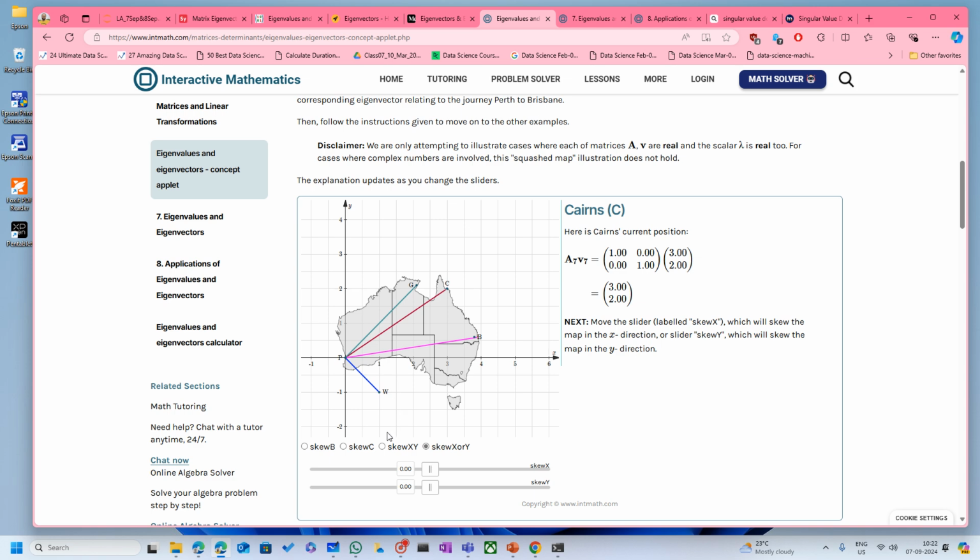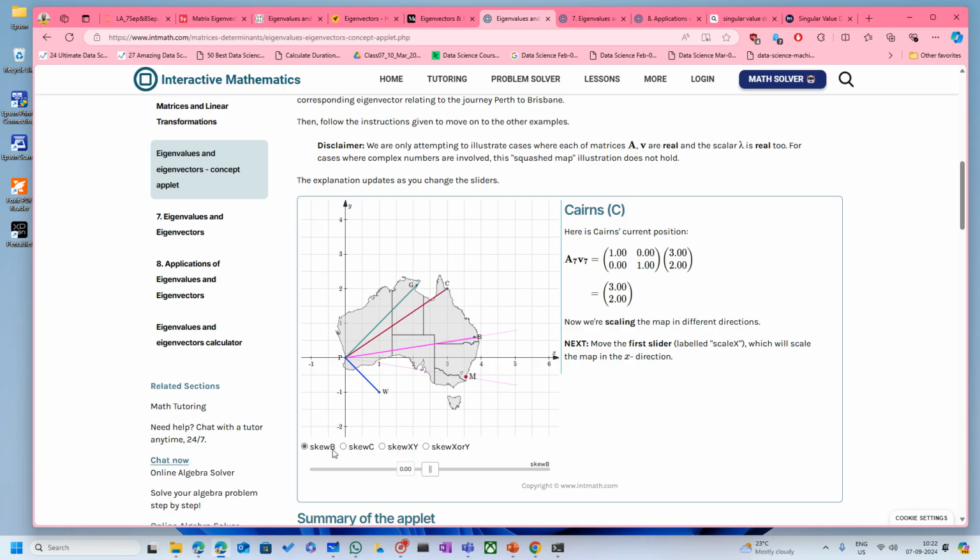Now, if you talk about eigenvectors, here B stands for Brisbane, C stands for Cairns. Brisbane is this point B, the pink line, and Cairns is this point C. So these two vectors are already plotted. From Perth, a flight can go to Brisbane, and a flight can go to Cairns. Now, if I talk about only Brisbane.